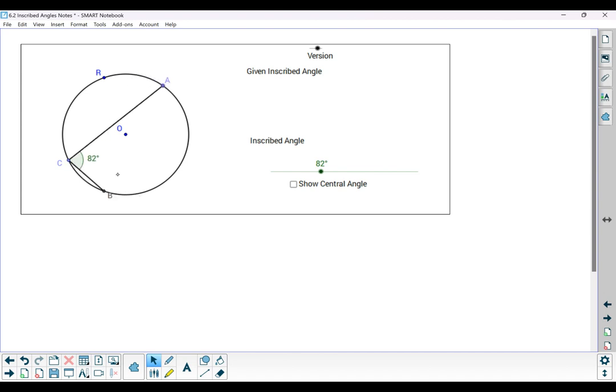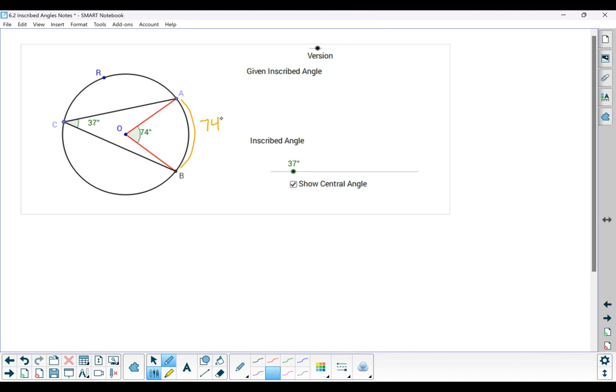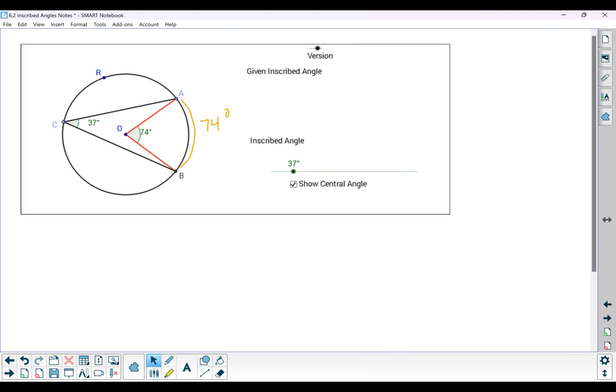So let's make it smaller. Okay, here we go. So if I move point C, you can see that no matter where I put it, that's going to be a 37-degree angle. Anyway, that's kind of a cool way of thinking about it. So we know we have a 74-degree arc here. So the inscribed angle will be half of that. No matter where we put it, no matter where that vertex is, it's going to be half, which is 37 degrees.